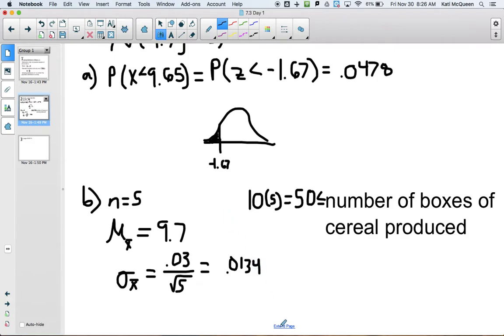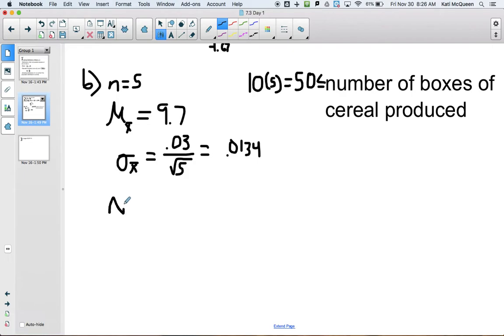So what this means is when I'm looking at sets of 5 cereal boxes at a time, because originally it was normally distributed, it's still going to be normally distributed with a mean of 9.7, but now my standard deviation is 0.0134, which makes sense that the standard deviation is smaller because I have more information. I'm looking at 5 boxes and calculating an average. So if I happen to have a box that is kind of unusual either in terms of less than or greater than, that's going to be balanced out by the other boxes, so there's going to be less variability.